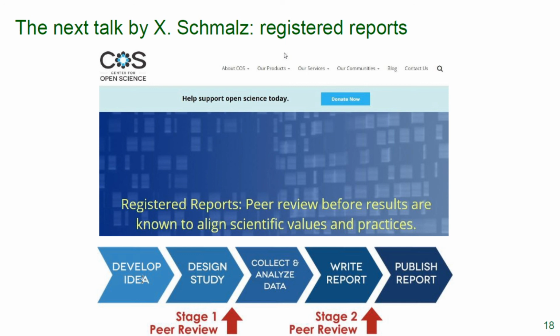My colleague Xenia Schmalz will talk about registered reports in the next talk. The basic idea of registered reports is that the review process takes place after the study design stage and before data collection and data analysis. So it prevents or reduces the publication bias and the fishing for significance and HARKing processes, as my colleague will explain in her talk.